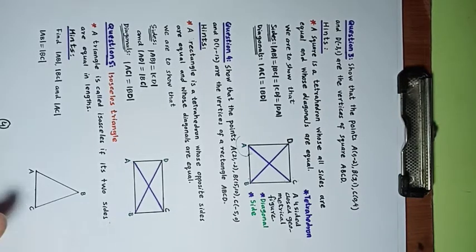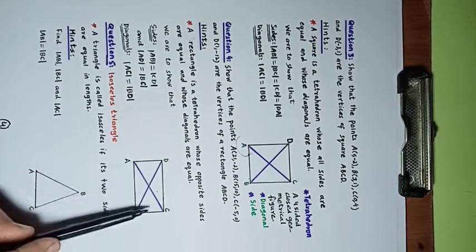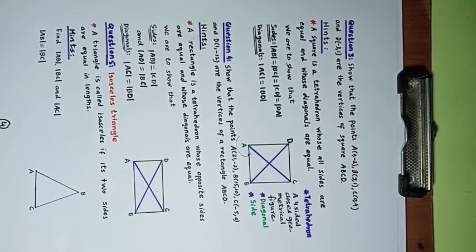So we have observed that in this tetrahedron, the pair of opposite sides are equal in length and both the diagonals are equal in length, and you know that such a tetrahedron is called rectangle. Hence we have proved that A, B, C and D are the vertices of a rectangle ABCD.